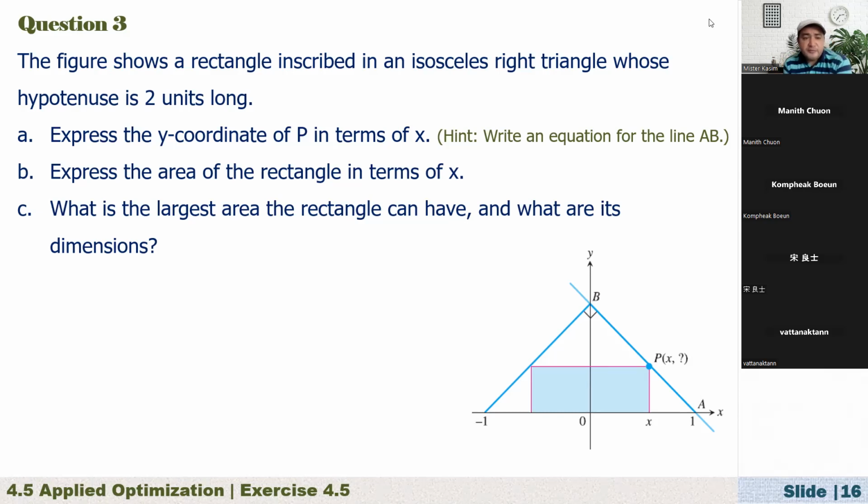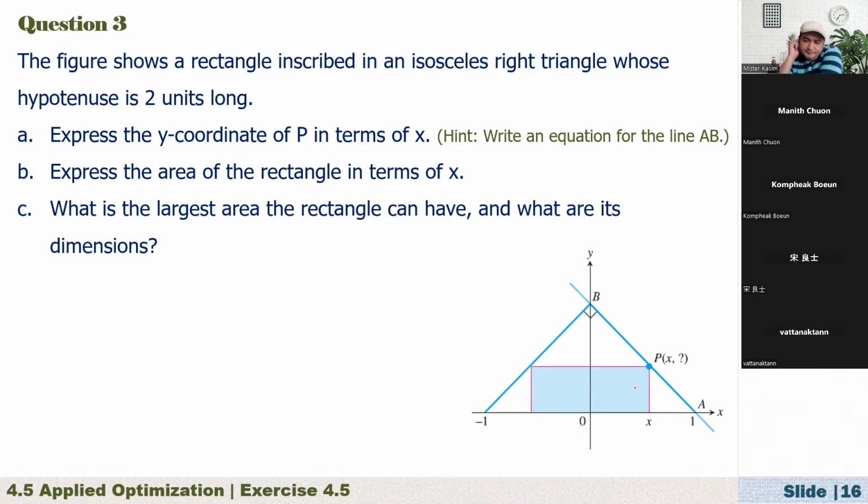Another example: the figure shows a rectangle inscribed in an isosceles right triangle whose hypotenuse is 2 units long. So you see here the rectangle, its hypotenuse from -1 to 1, right? So its length is 2 units. Express the y coordinate of P in terms of x.